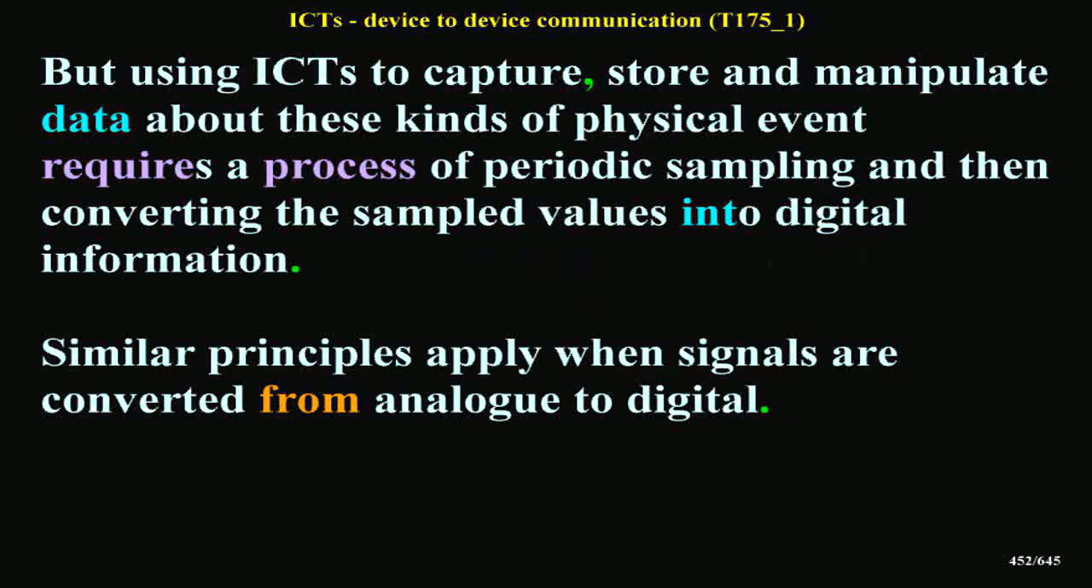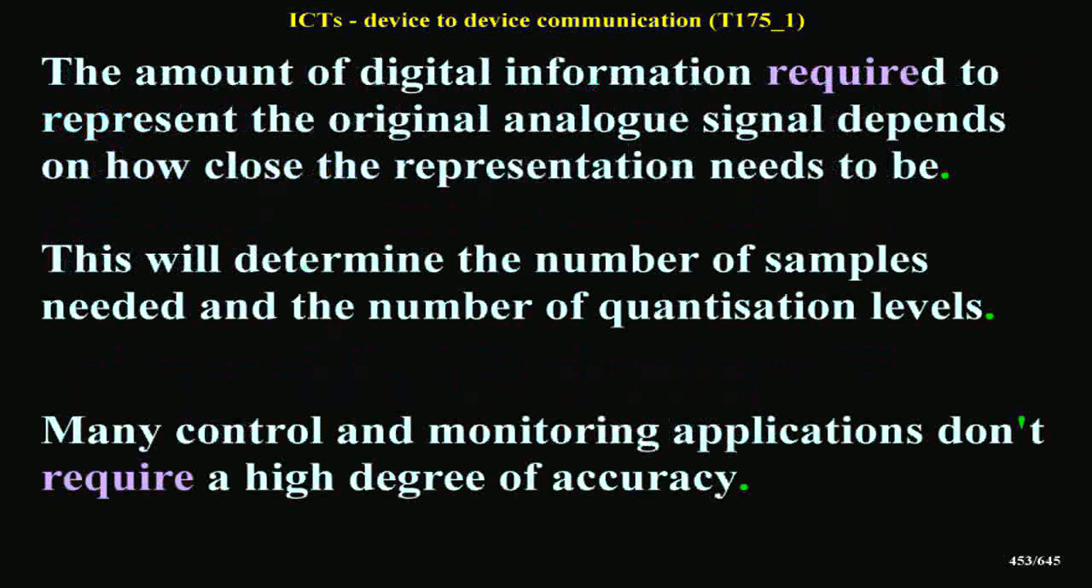But using ICTs to capture, store and manipulate data about these kinds of physical events requires a process of periodic sampling and then converting the sampled values into digital information. Similar principles apply when signals are converted from analog to digital. The amount of digital information required to represent the original analog signal depends on how close the representation needs to be. This will determine the number of samples needed and the number of quantization levels.